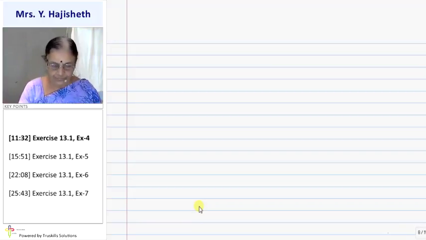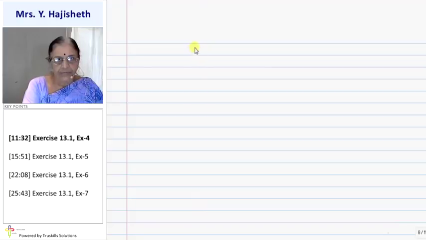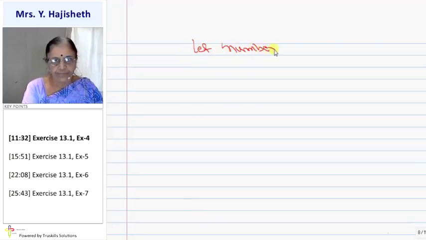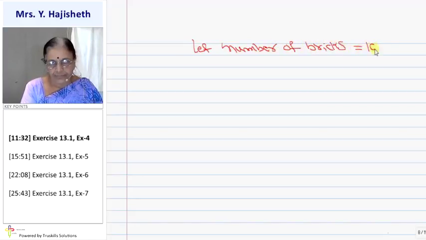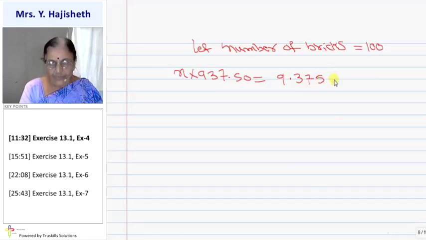Now, what is your answer? Are you getting 100? If your answer is 100, you are right. Let the number of bricks be n. So, n into 937.50 is equal to 9.375 into 100 into 100.